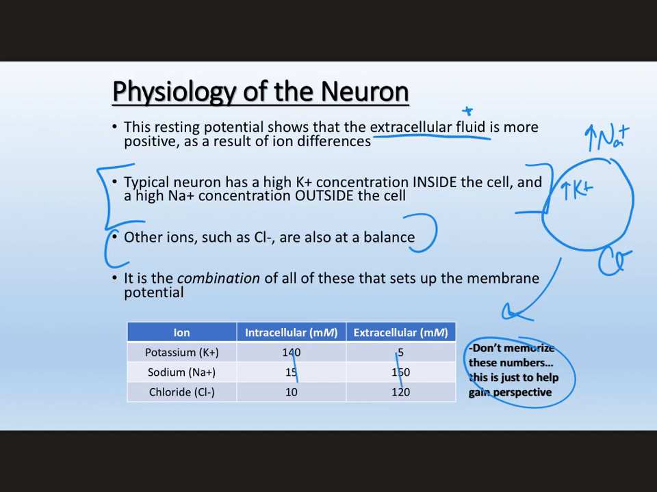The idea that I want you to know is that there is an equilibrium here, right? I probably shouldn't even use the word balance. This is an equilibrium, which means it's not equal. But the combination of all these different ions, sodium, potassium, chloride, calcium, in the cell, sets up the resting membrane potential that we see.